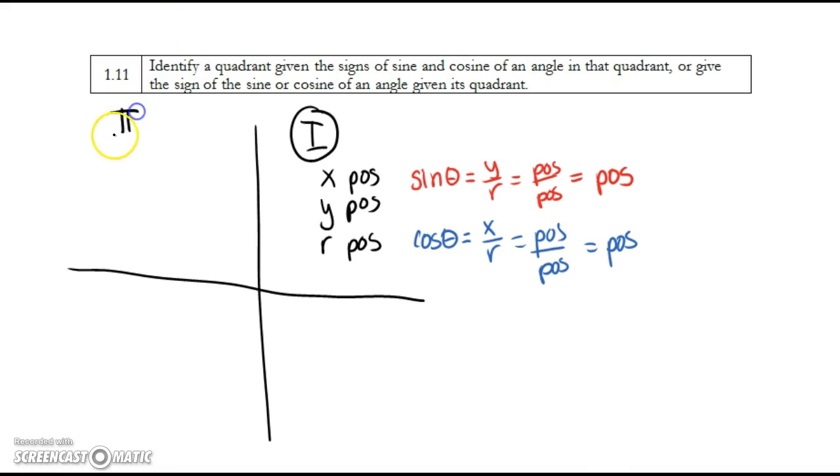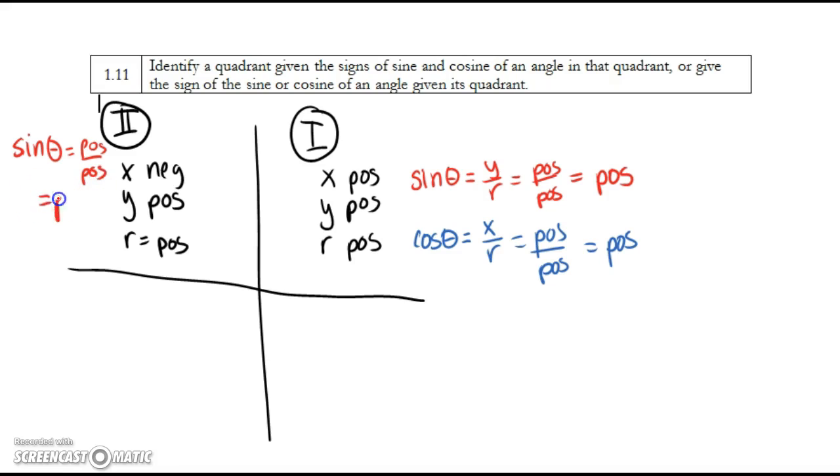Moving to our next quadrant, in quadrant 2, we can do the same type of analysis. The x-coordinate is negative, the y-coordinate is positive, and r is always positive. And now if we think about the sine of theta, which is y over r, it's a positive divided by a positive, which is positive. And the cosine of theta is a negative divided by a positive, which is negative. So in quadrant 2, sine is positive, but cosine is negative.